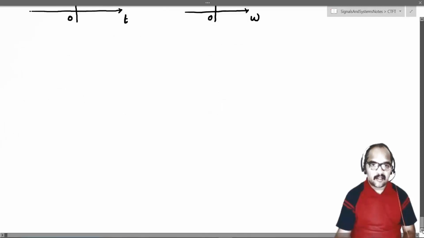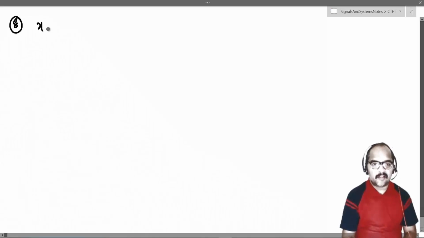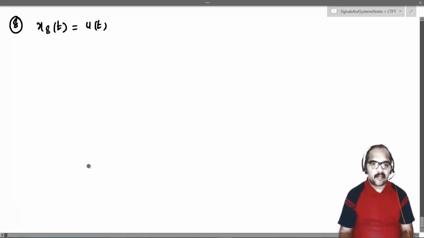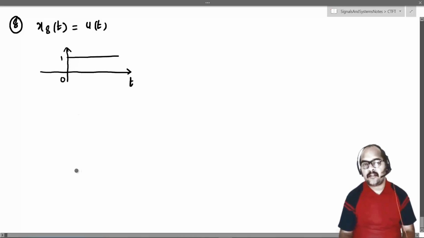Next, let's talk about the eighth signal, x8 of t, which is nothing but u of t. So let us take x8 of t to be equal to u of t. How does this signal look? We already know that it looks like this. It's a unit step function, and we want to find the Fourier transform of this signal.